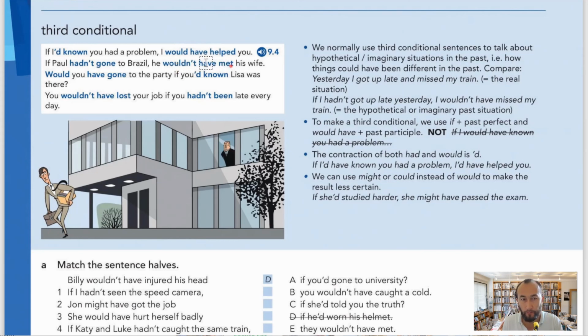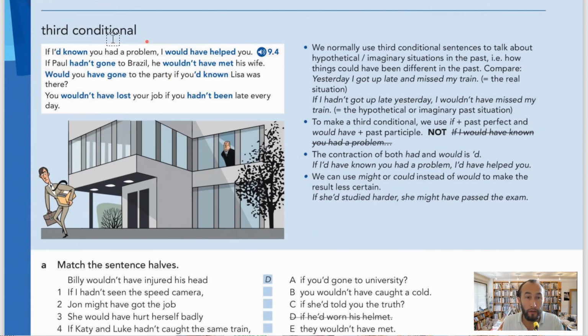That's the main part. The if clause can come first, and when it does, you should put a comma after that, and then the main clause. Or you can also put the if clause second, after the main clause. In that case, you shouldn't put a comma in between. So again, the main clause should have would have plus past participle, or wouldn't have plus past participle. The if clause should have had plus past participle, which is past perfect.